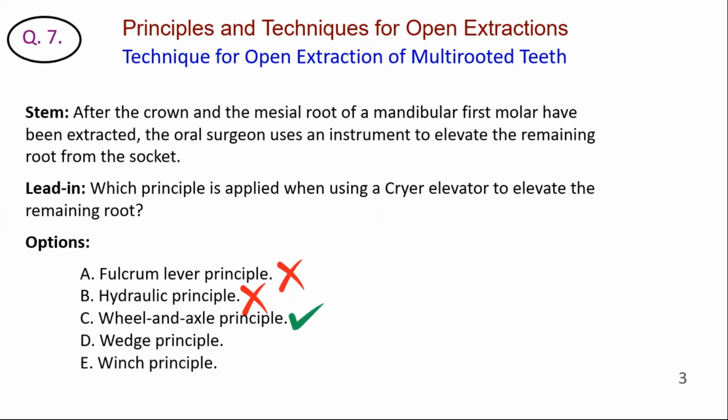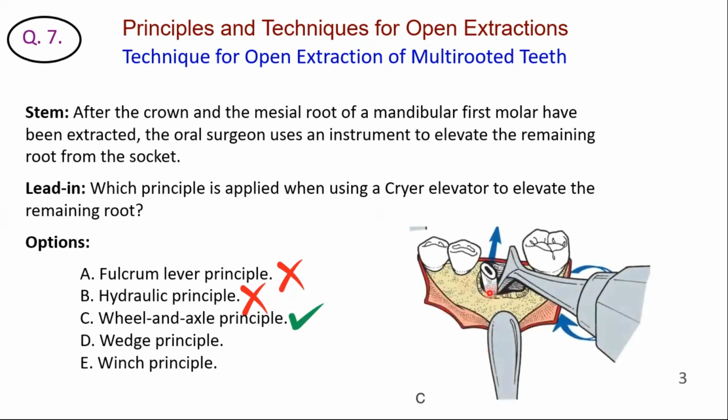The Cryer elevator is then used to remove the root, this one, the mesial root. The point of the Cryer elevator is inserted into the empty socket of the distal root. This is the empty socket of the distal root, and turned in a wheel and axle fashion with the sharp point engaging the interseptal bone and root, elevating the mesial root from its socket. Using the Cryer elevator in this manner ensures effective removal of the mesial root by leveraging the interseptal bone and remaining root structures, ensuring a complete and clean extraction.